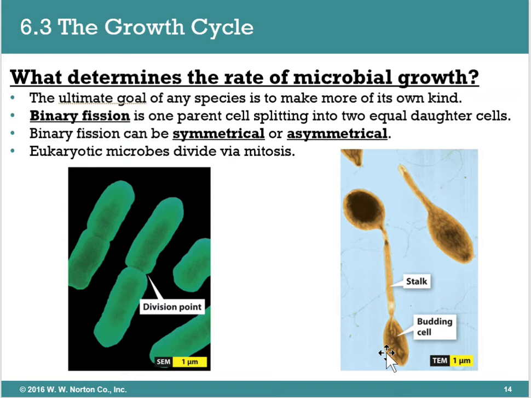Eukaryotic microbes, such as fungi, actually undergo true mitosis, but they do not do sexual reproduction. They can, but not a lot of them. There's only a handful, but we're just going to talk about the ones that don't do sexual reproduction. So on the test, they don't undergo sexual reproduction, okay guys? It's all asexual and binary fission.